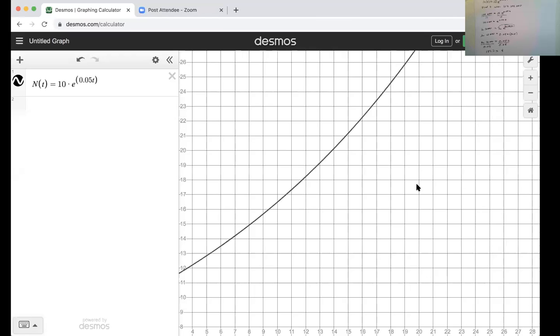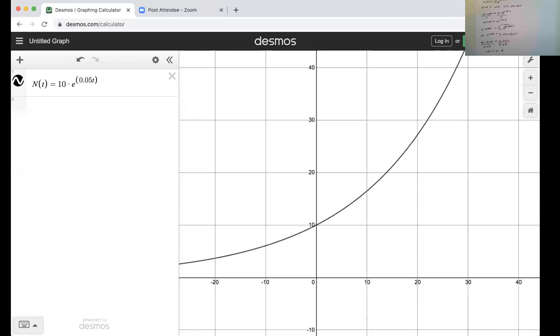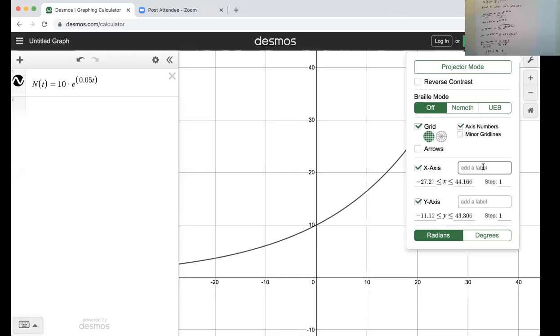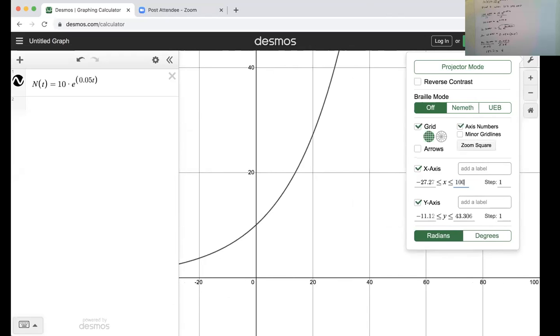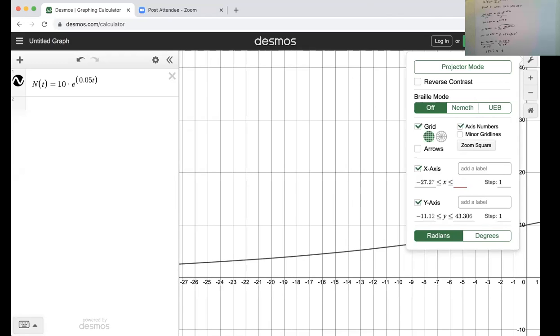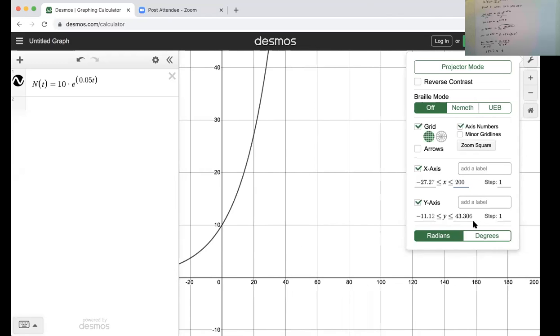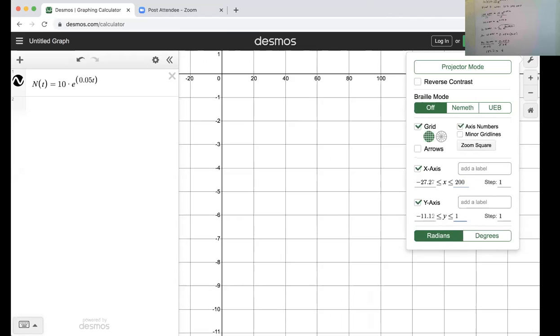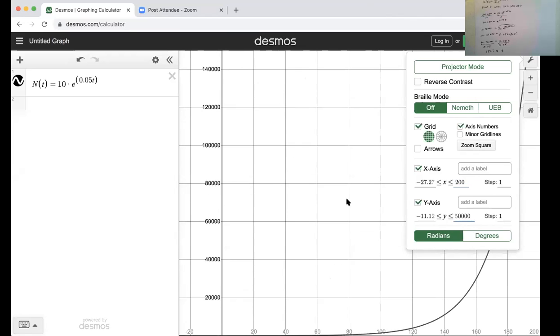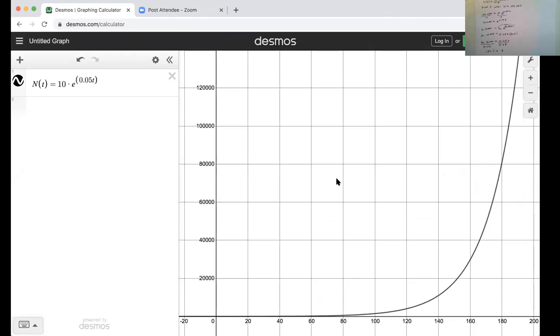So I need a different kind of window here. So the x value, 184 days, so I'll just take x out to 200. I don't have to go that far. But the y values, I need to go to 100,000 or a little bit beyond. So maybe 150,000. So there's our graph.